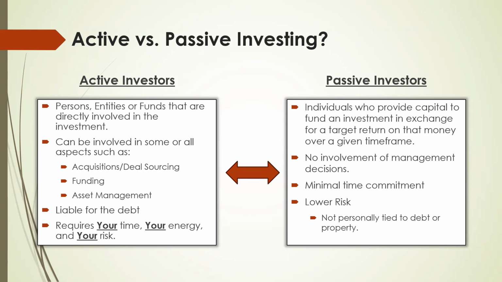Yeah, that's a great point, and definitely a segue into this slide where we break out the active investor and the passive investor. The active investors are the group, the entity, involved in that investment. There are various aspects of it. As I mentioned before, there's acquisitions and deal sourcing. You need to go out and find these projects and make sure they're in a good neighborhood and a good market. And funding: we need to know different avenues to fund this project and get the financing that's necessary. And asset management.